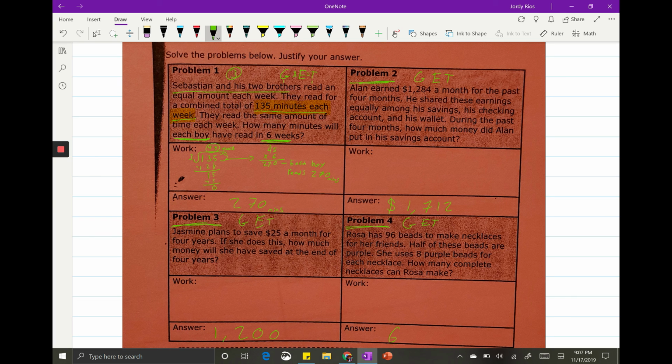So, two-step problems, please make sure you're reading carefully and understanding what the problem is asking, okay? Please, please, please be neat on your work.